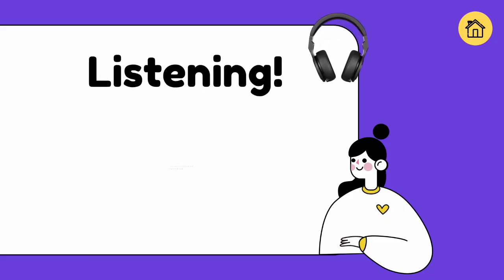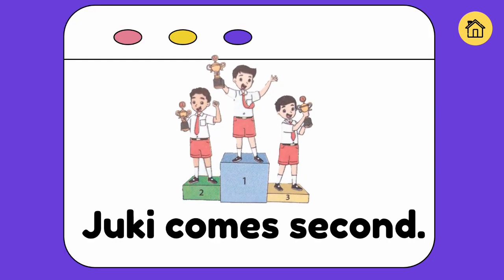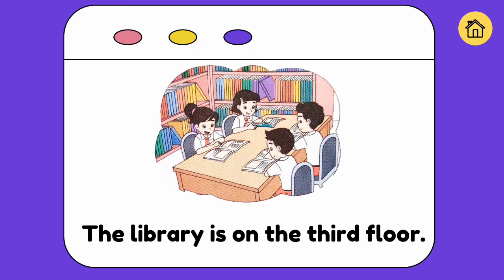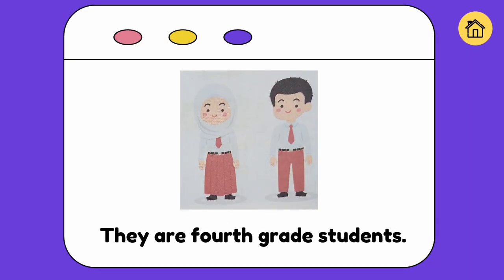Listening section. Listen to the recording and repeat out loud. Juki comes second. The library is on the third floor. April is the fourth month in a year. They are fourth grade students.